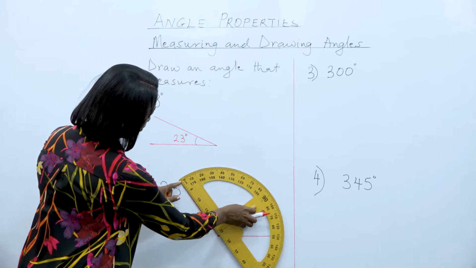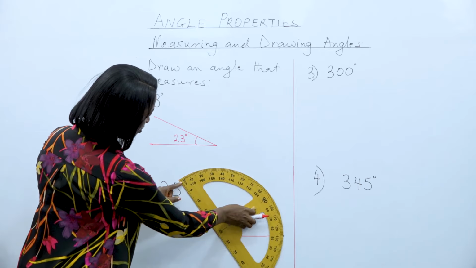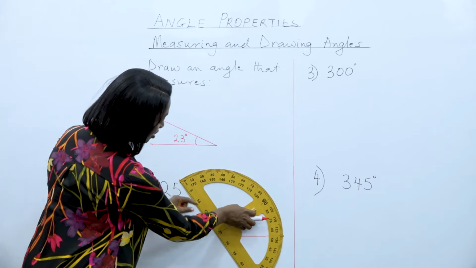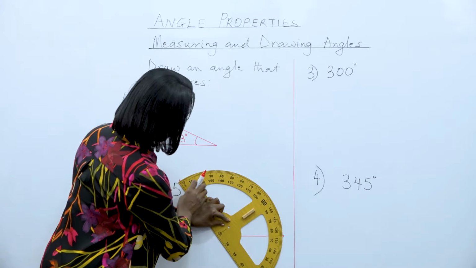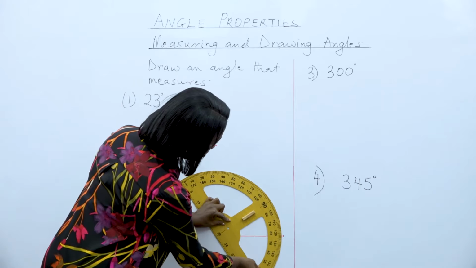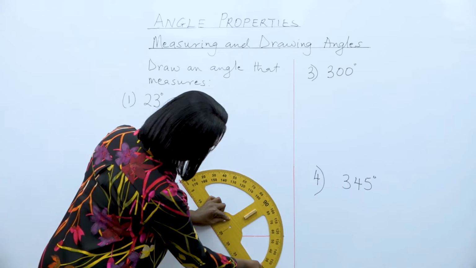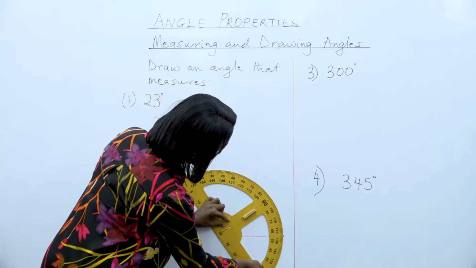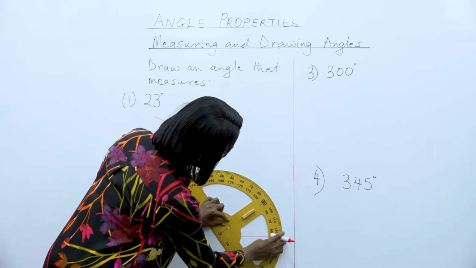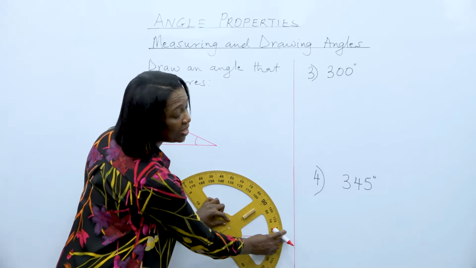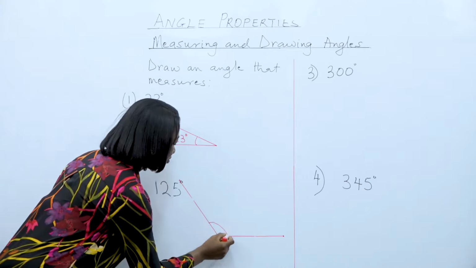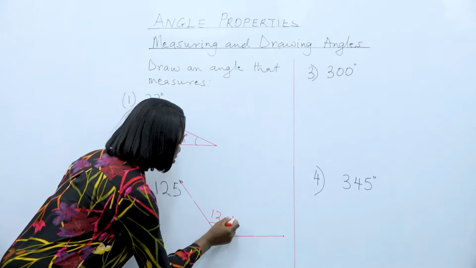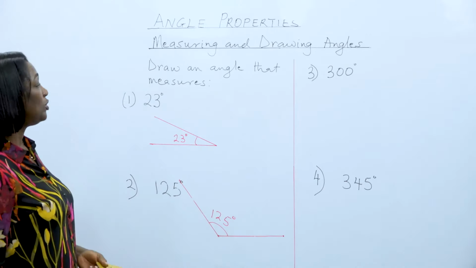This time I'll read from this 0, put my center there, and it is right on from 0. Make sure it aligns all the way to 125. You can see that. And you label your angle, 125 degrees. And that's an obtuse angle like we all know.